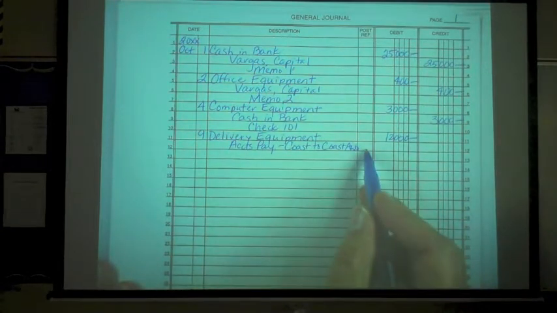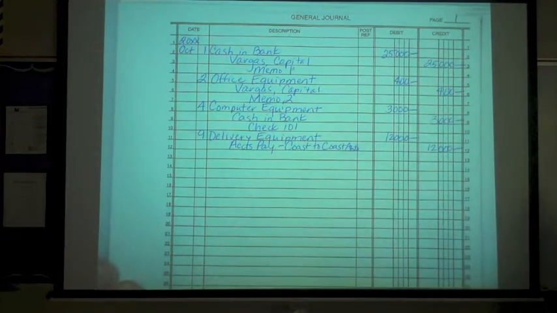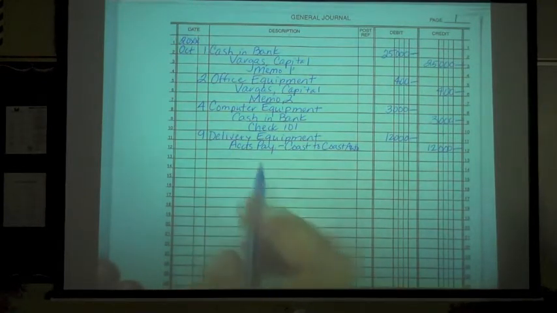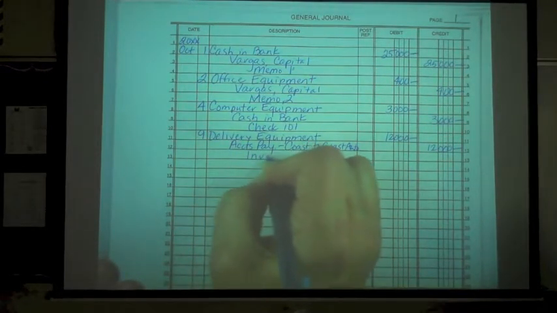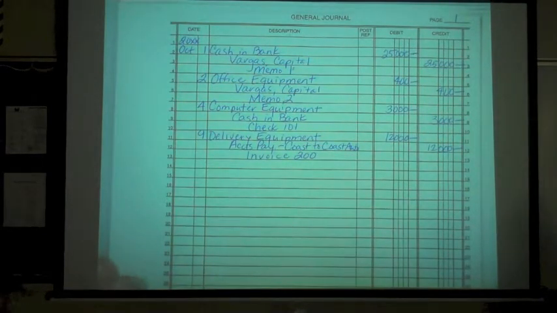Try not to get into this post-reference section here. And it's for the same amount, $12,000. What is our proof that this transaction happened? Well, it was invoice 200. Let's try one more.